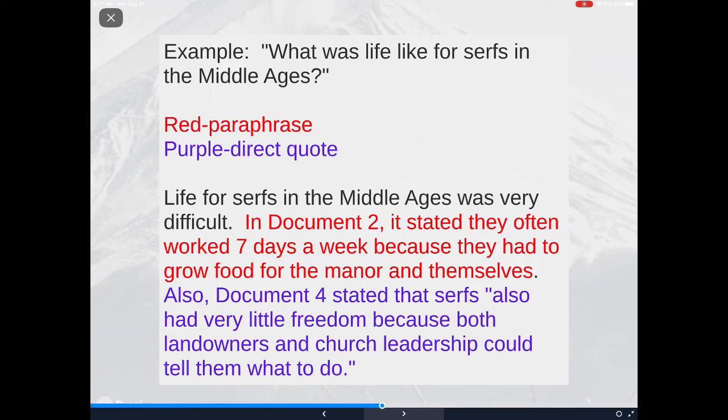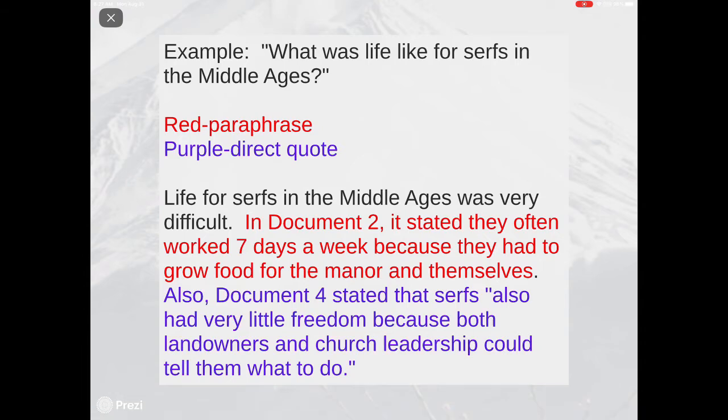So we still have that same question, what was life like for serfs in the Middle Ages? So we have our first sentence right here. Life for serfs in the Middle Ages was very difficult. And then the red paraphrase is citing our source. And it says in document 2, it's stated that they often worked 7 days a week because they had to grow food for the manor and themselves. That's a citation. That's us saying, I know that this is difficult for them because.